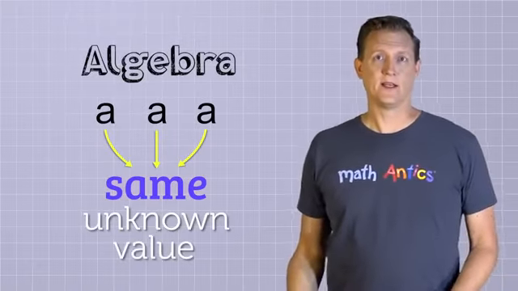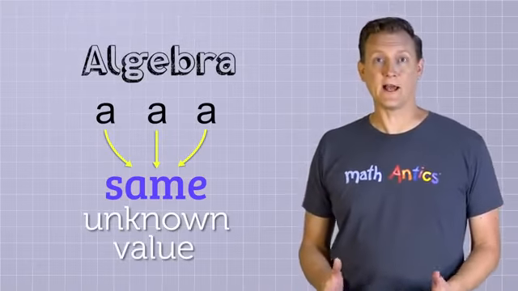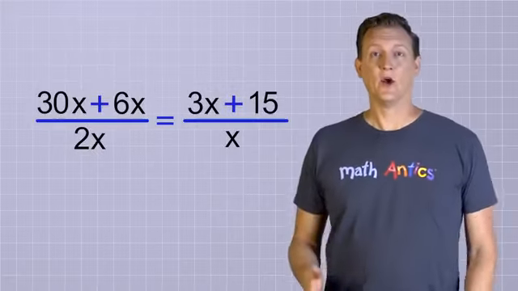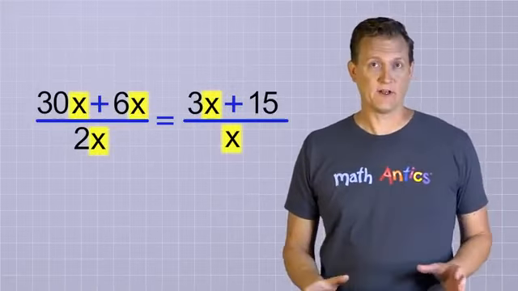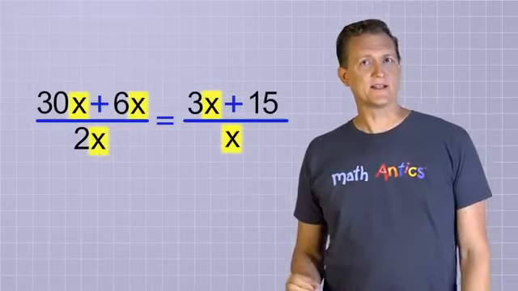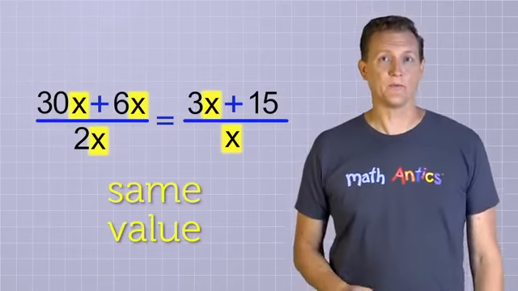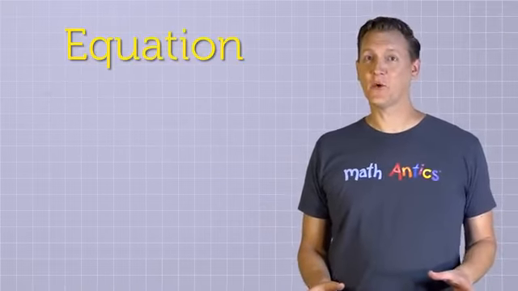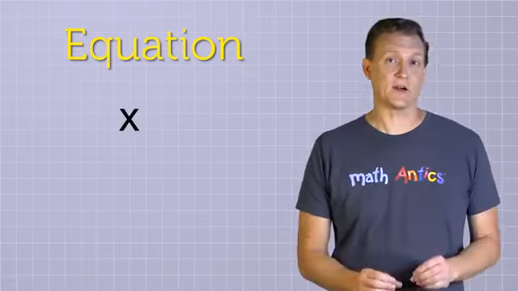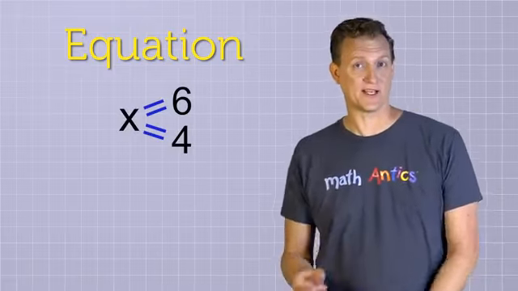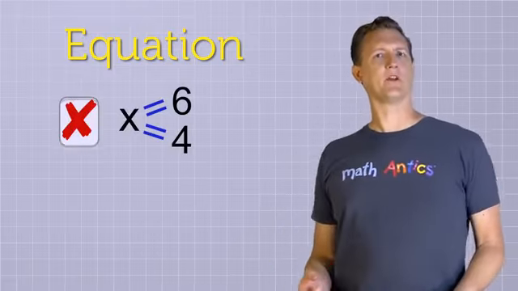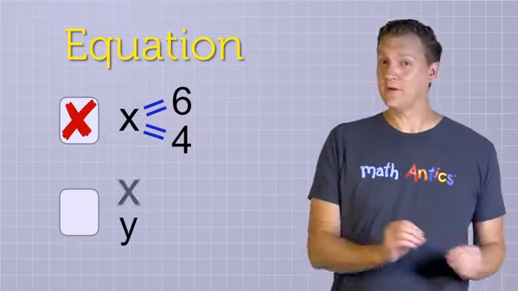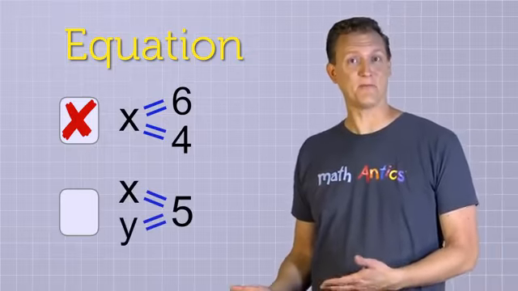So in algebra, whenever you see the same symbol repeated more than once in an equation, it's representing the same unknown value. Like if you see a really complicated algebraic equation like this, where x is repeated a lot of different times, all those x's stand for the same value, and it'll be your job to figure out what that value is. Okay, so for any particular equation, we can't use the same letter to represent two different numbers at the same time. But what about the other way around? Could we use two different letters to represent the same number?